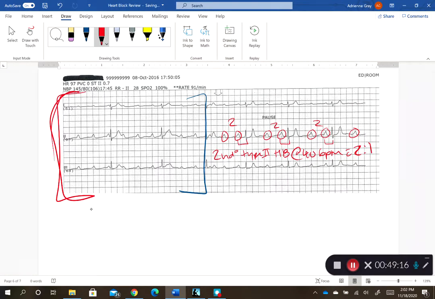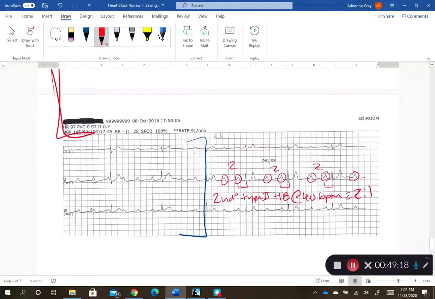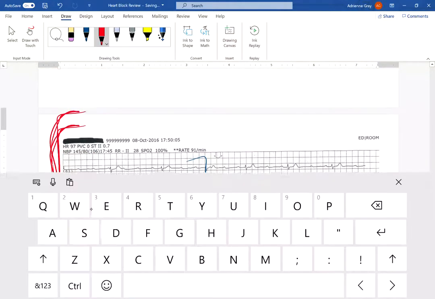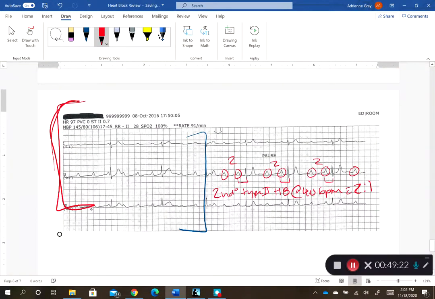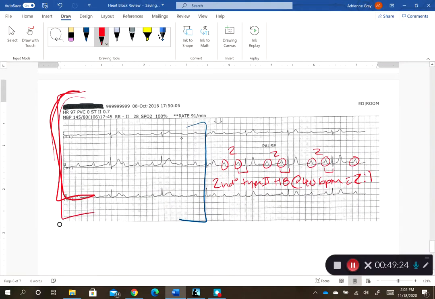If we just look at this section, so this is 2 different sections here. Oops, oh my gosh, my computer's freaking out. All right, so we're gonna look at this block. I thought it was a continuation of the strip before, but this one is different. Circle all my P waves. I thought there was a 3rd degree heart block in here somewhere.